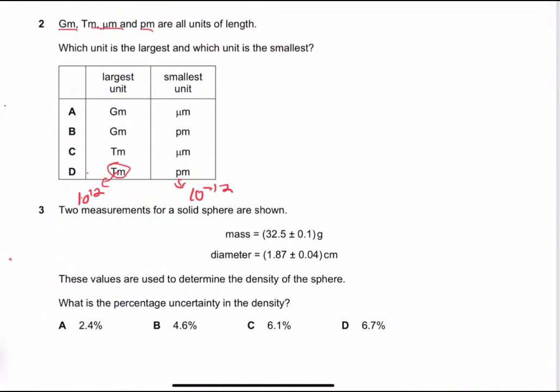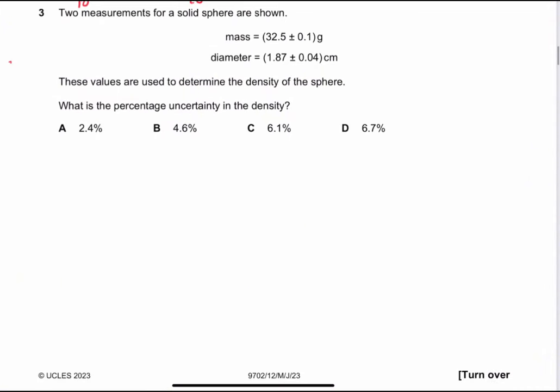So I'd advise you go through all of that. As I've said, I just want you to understand the whole concept, right? So you actually know what a gigameter means, what a terameter means, so that you can be able to answer questions. Moving on to question number 3.